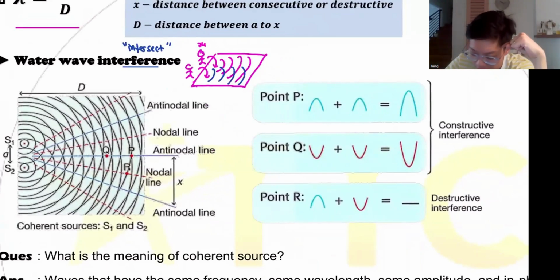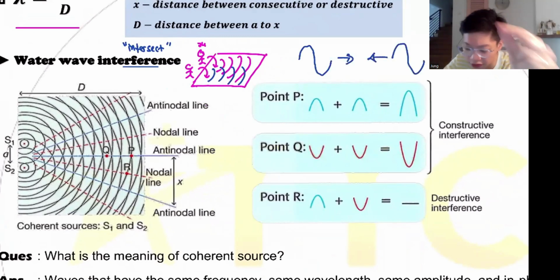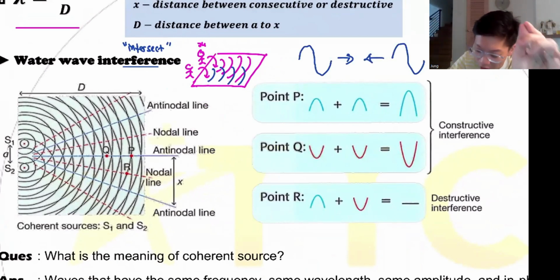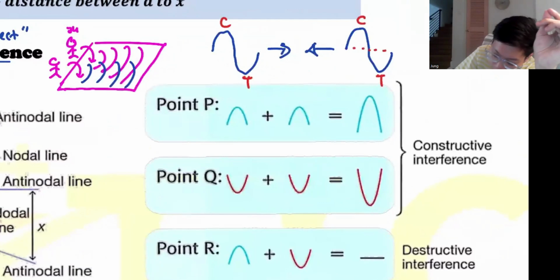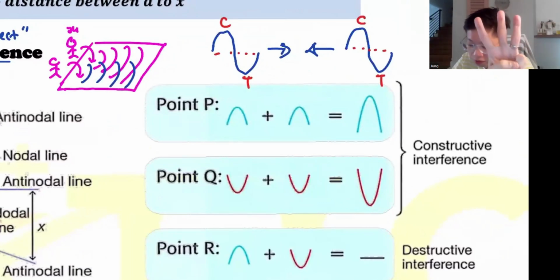Can you imagine? Let's say I've got this wave moving towards this direction, and another wave also moving towards this direction. You realize that these two waves will bang into each other, right? Now we have a crest, a crest, a trough, and a trough. When they crash into each other, we have three different possibilities.